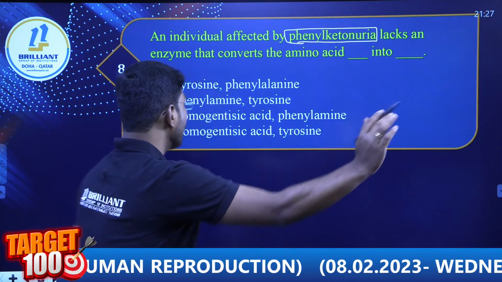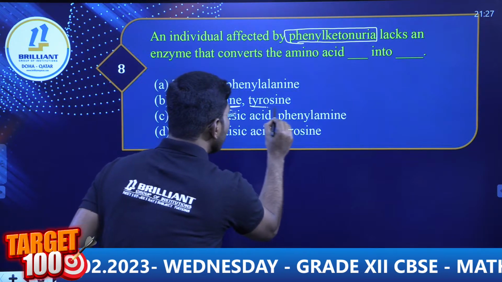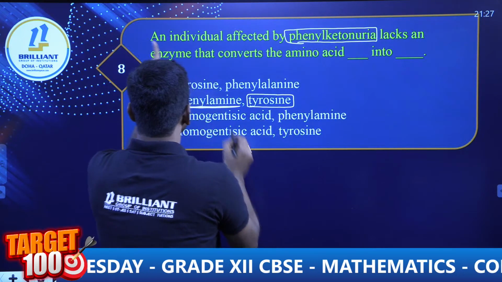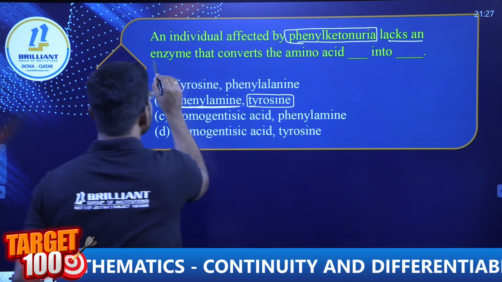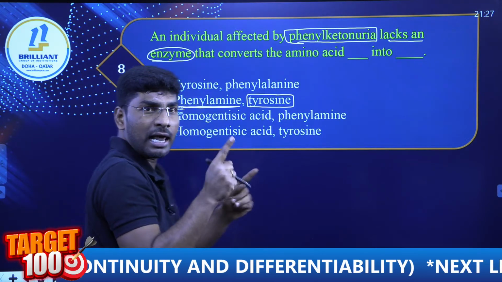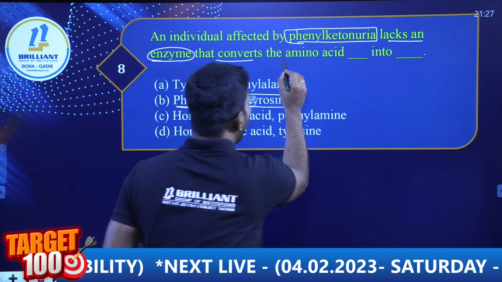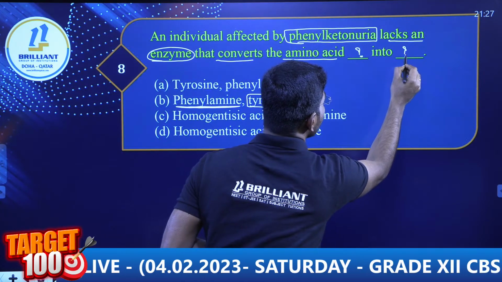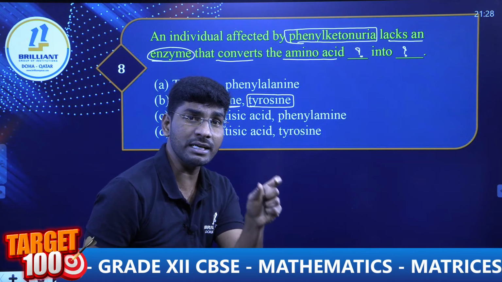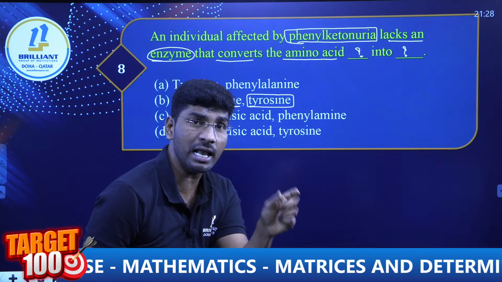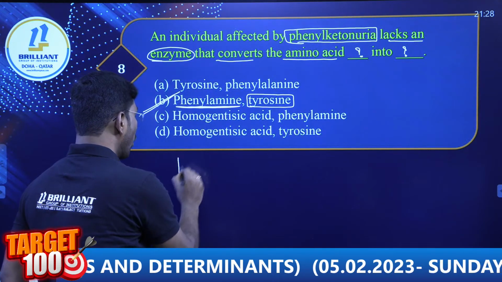What is the amino acid name? Look at here. Phenylalanine to tyrosine. Remember all of you. An individual affected by phenylketonuria lacks an enzyme. What is the enzyme here? Phenylalanine hydroxylase enzyme. That enzyme converts amino acid dash into dash. They are asking: phenylalanine hydroxylase converts the essential amino acid phenylalanine into tyrosine. So what is the right answer? The right answer is option B.